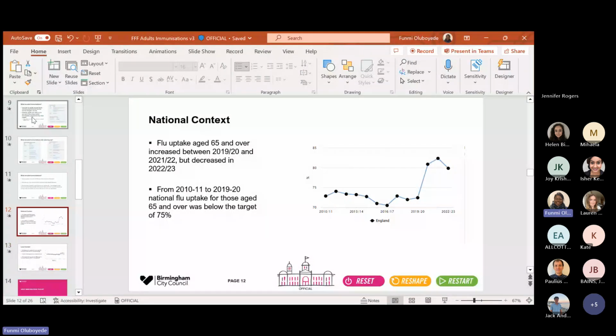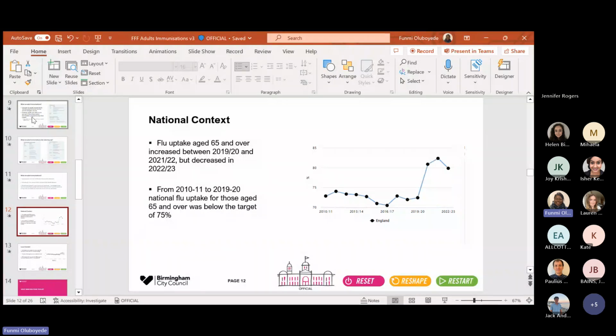So to put in some national context, using specifically the flu vaccination as an example, you can see on this slide, flu uptake for those aged 65 and over increased between 2019-20 and 2021-22. And this was probably the highest recorded uptake in the history of the flu vaccination in that year, but then it did decrease from 22-23.